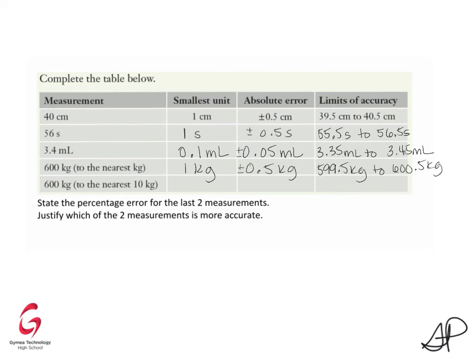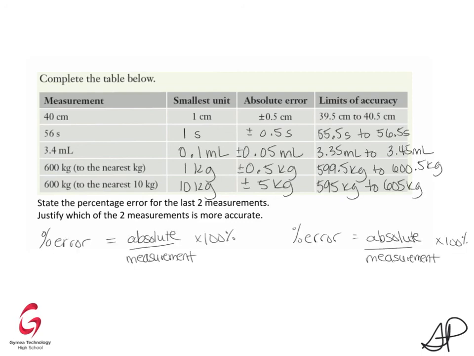Alright, this one's just a little bit different, so we're given 600 kilograms, and we're told that it's rounded to the nearest 10 kilograms. So for this one, the smallest unit would be 10 kilograms. Our absolute error will be half of that, so that's 5 kilograms. And then we're adding and subtracting that 5 kilograms to the 600 kilograms.